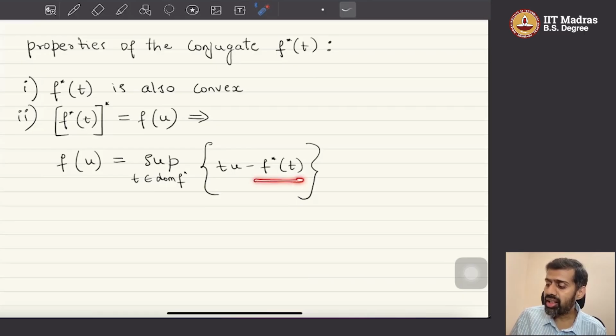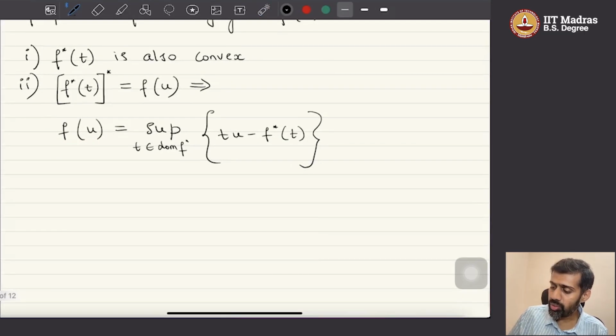Now f star is the conjugate, and we are defining the conjugate of the conjugate, which means that my original function can now be represented in terms of the conjugate of itself. So what is the relevance of this to what we are doing? Let us come back to the definition of the f divergence. The definition of the f divergence was as follows.